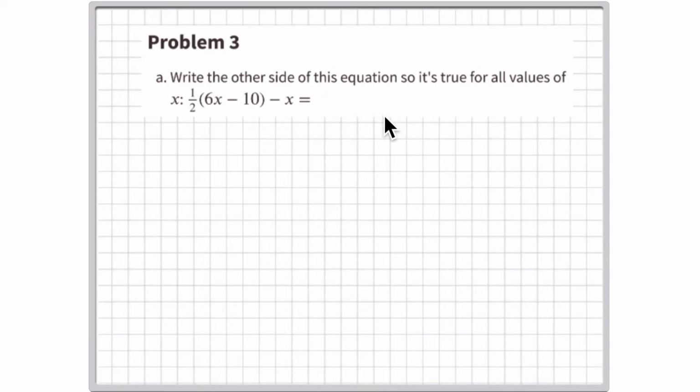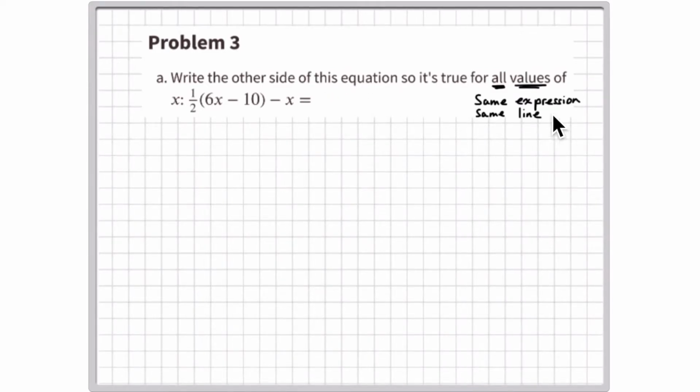So what that should mean to you by now is that you have the same expression on both sides. So you're going to get the same line. If I take this side and write a linear equation for that and graph it, I'm going to get the same line as if I took the right side and wrote a linear equation for that and graphed that. So what I'm going to do is just take this expression and rewrite the same expression, although in a different form.